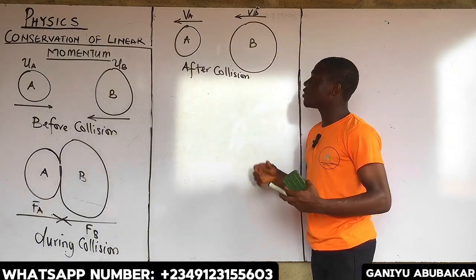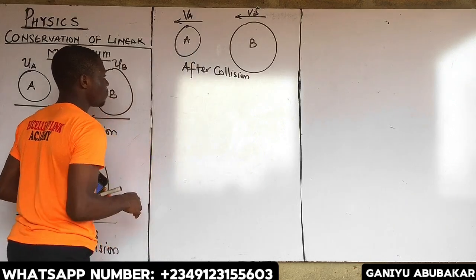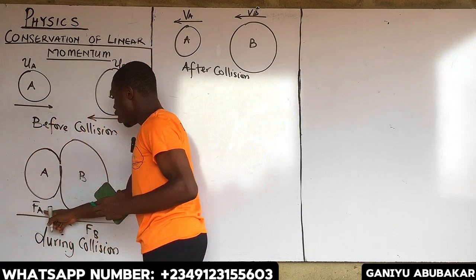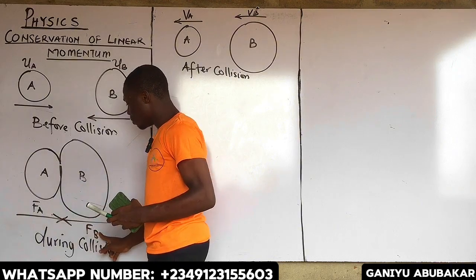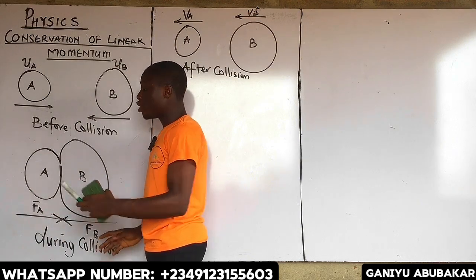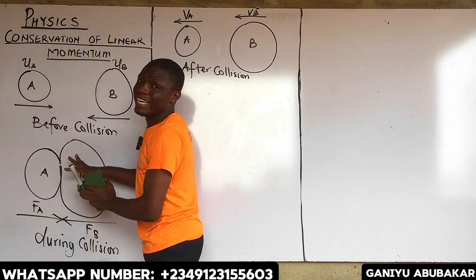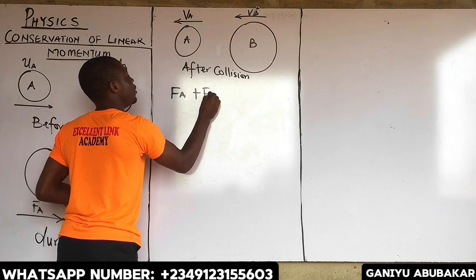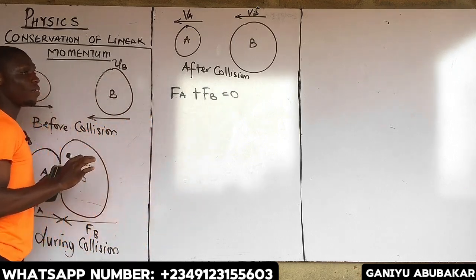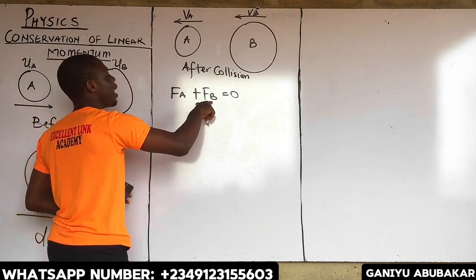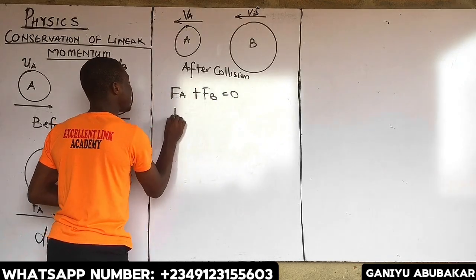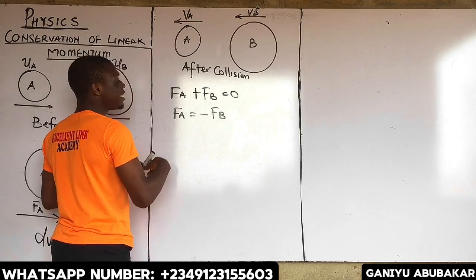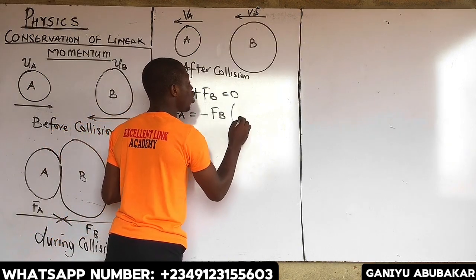At this point here, what next? Observe something, please. Come back here, please. From here, observe that FA and FB are hitting each other in opposite direction. So for this to be in equilibrium, FA plus FB is equal to 0, right? So at this point, I'll take FB to the other side. I'll have that FA is equal to minus FB. This idea was from Newton's third law of motion.